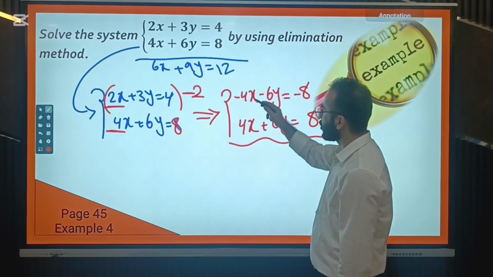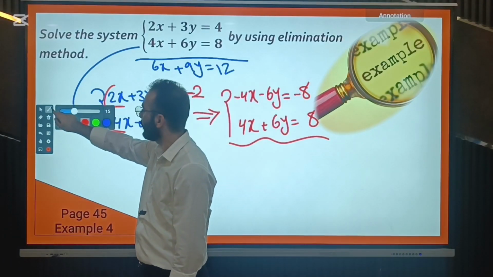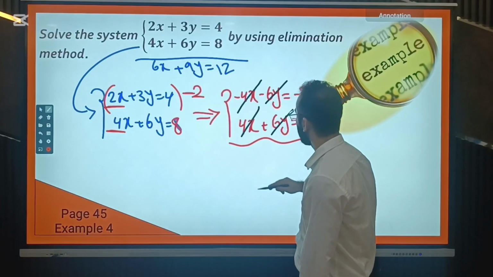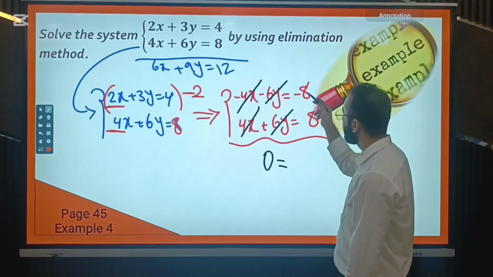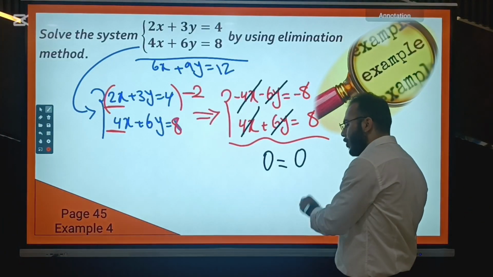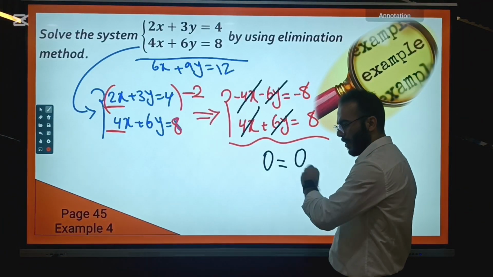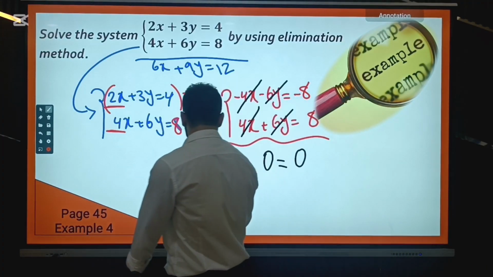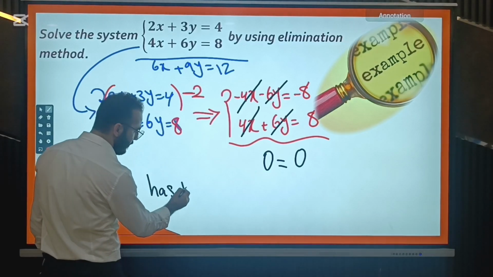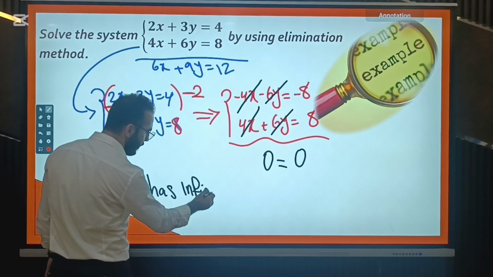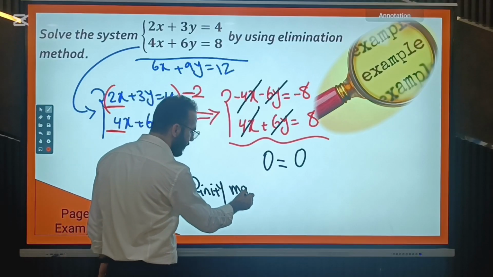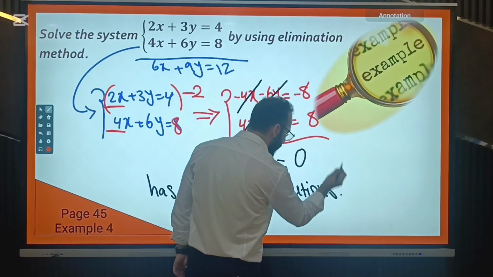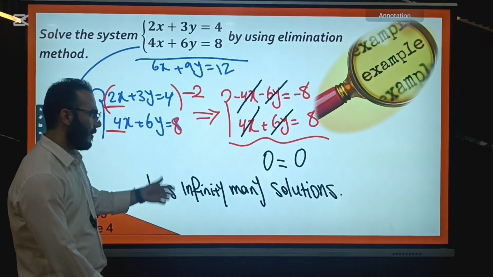Now add them. Negative 4x will cancel 4x. Negative 6y will cancel 6y. So 0 will remain from this side. 8 minus 8, 0. Aha. When you got the same answer from both sides, we are going to say that our system has infinitely many solutions. Infinitely many solutions. It's not fixed.